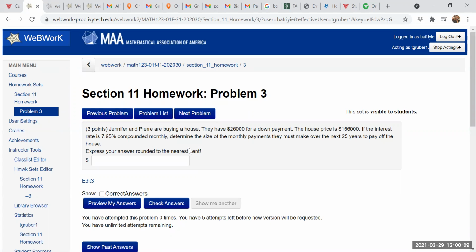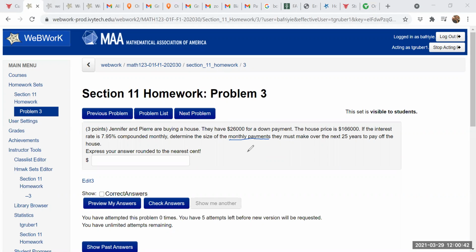Okay, so number three, Jennifer and Pierre are buying a house. They have 26,000 for a down payment. The house price is 166,000. Now, if the interest rate is compounded monthly, you want to determine the size of the monthly payment. Now, the key word you have to pay attention to here is monthly payment. Now, as we discussed in this section, to know the monthly payment, you have to use Excel's PMT function.